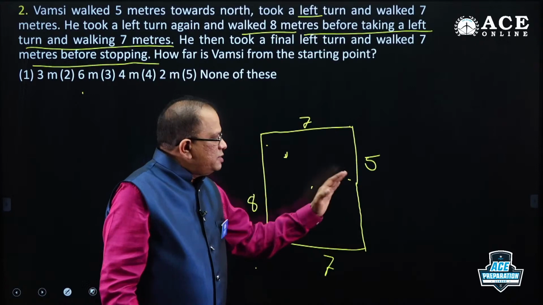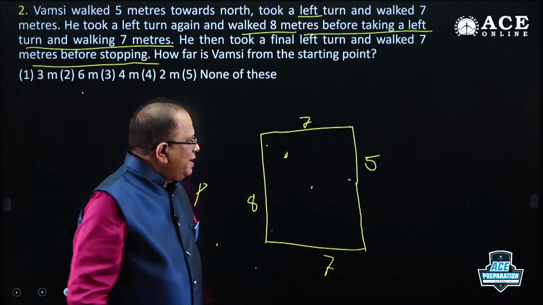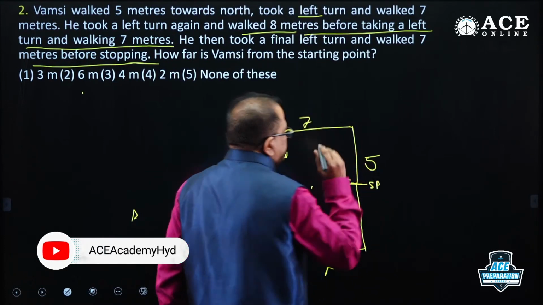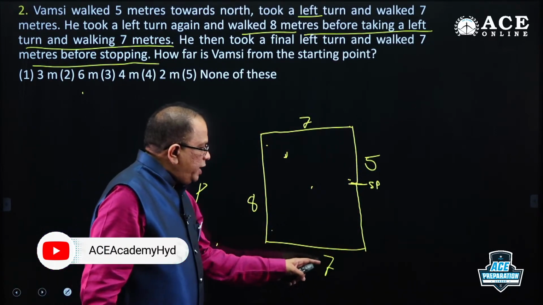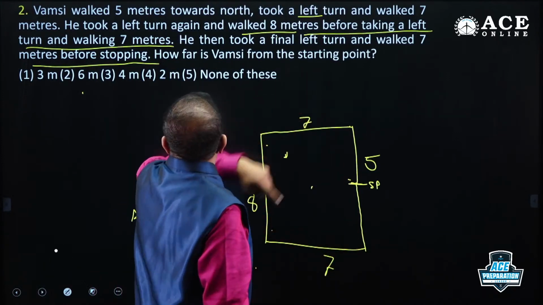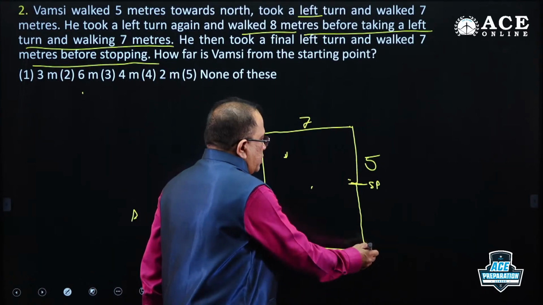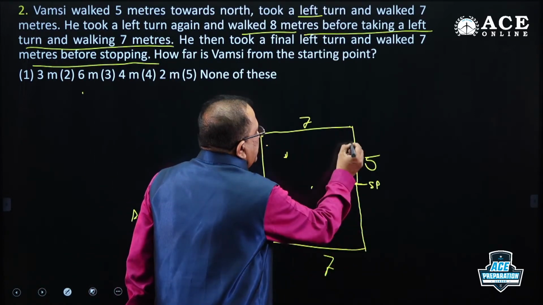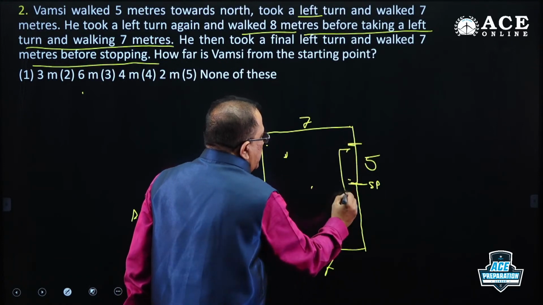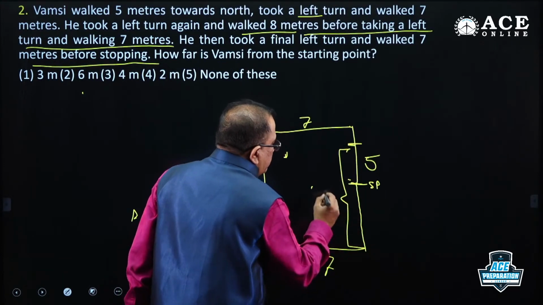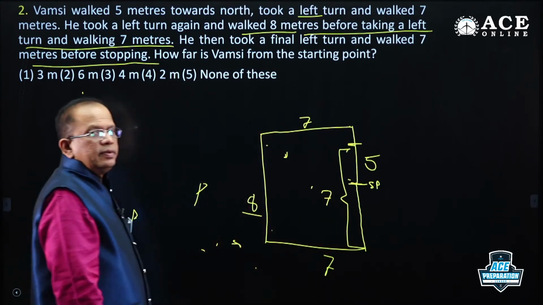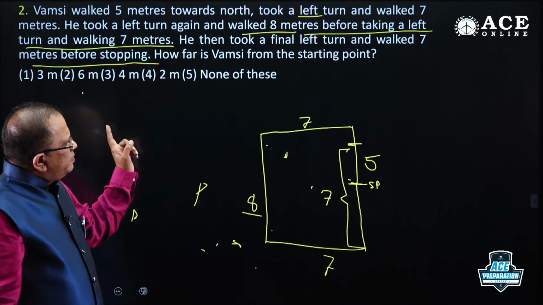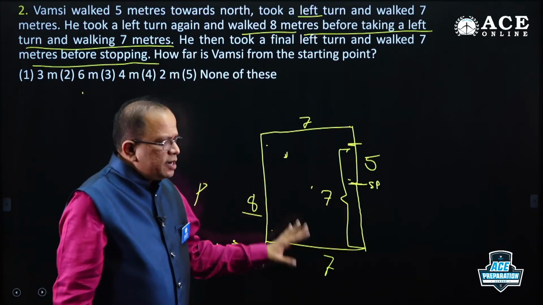In a rectangle, opposite sides are always equal. You know that, right? But this is 5, which means he started somewhere here. This is the starting point. Now he came up to this, then he took a left turn and walked how many? 7. From here to here, what is the length? 8. Because this is 8, this also should be 8. That means 1 less. So from here to here, what is the distance he covered? 7. This is the only critical part in this area. Alright? So we are able to draw the diagram correctly.